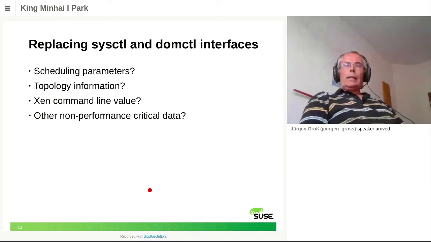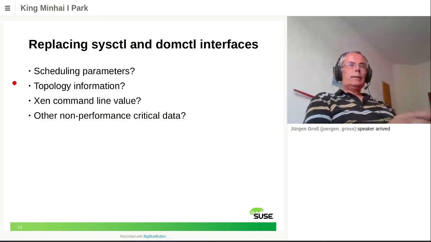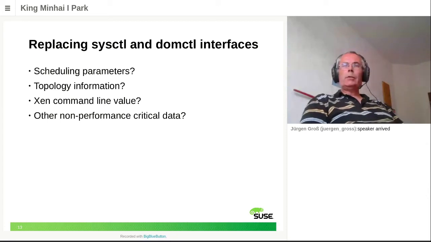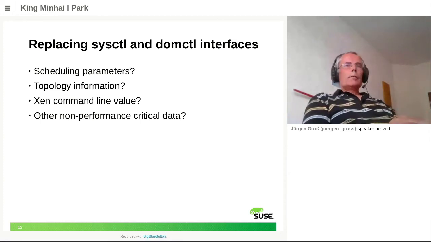So what else would be nice to have is replacing some more sysctl and domctl interfaces. So maybe even controlling other scheduling parameters via the hypervisor file system, like for the credit scheduler, the time slice and things like that. Doing that per CPU pool would be nice, of course. Might be interesting to have more topology information, for example, NUMA nodes and things like that. Maybe even usage information per domain. Or other topology information like PCI topology and stuff like that.